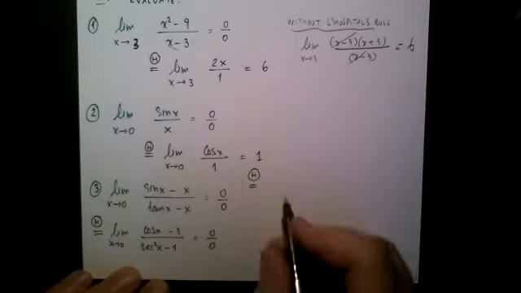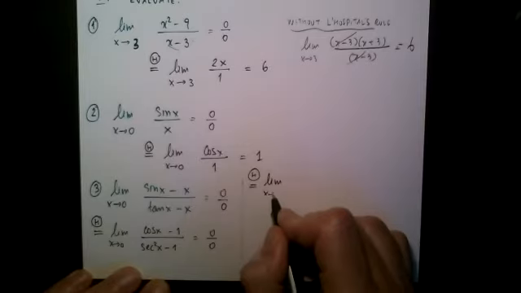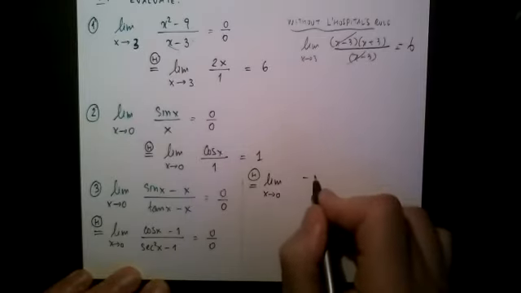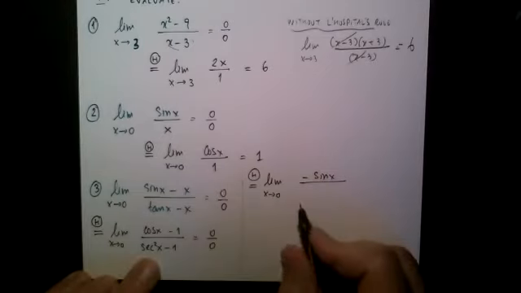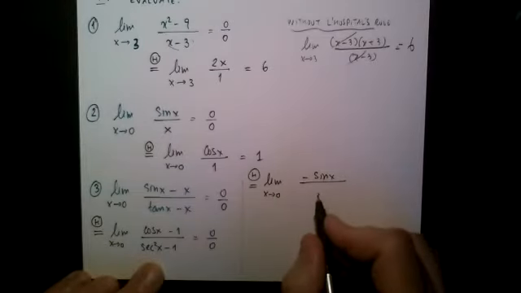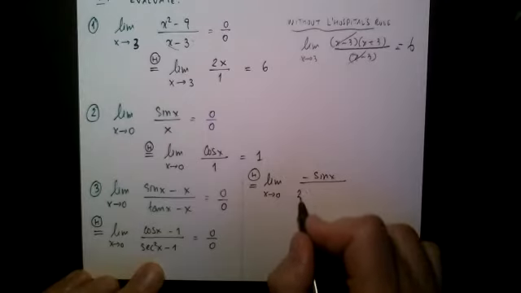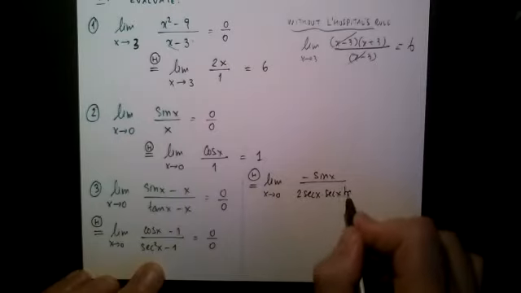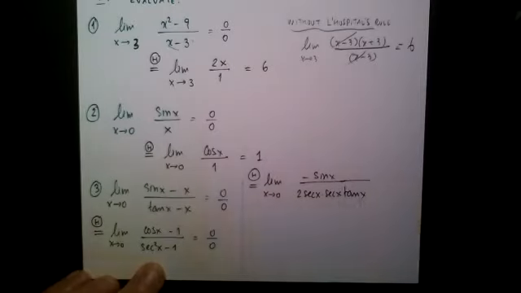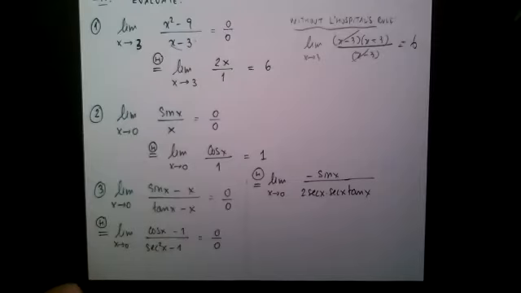Okay, so limit as x approaches 0, and then on top I have negative sine x, and on the bottom I have the derivative of secant squared, so that's pretty annoying. It's 2 secant x times secant x tan x. Is that okay? The derivative of secant squared, and the derivative of 1 disappears.